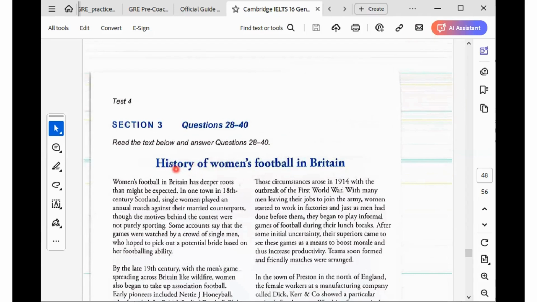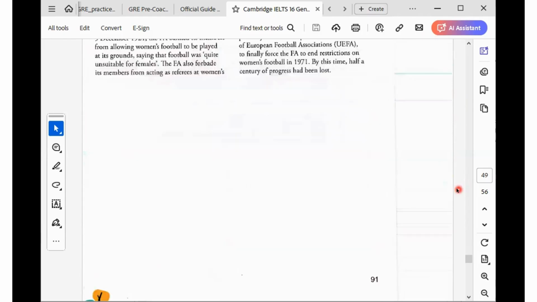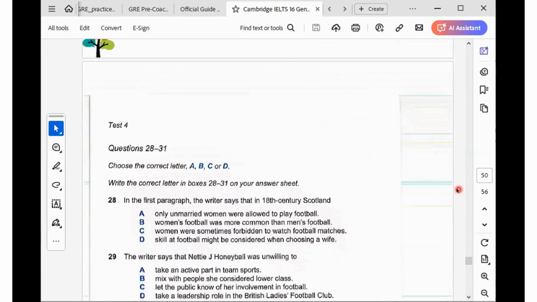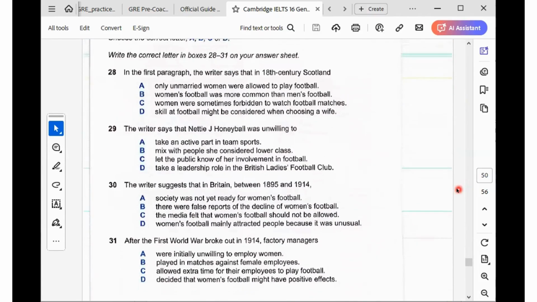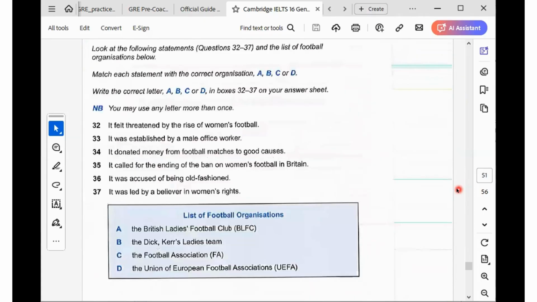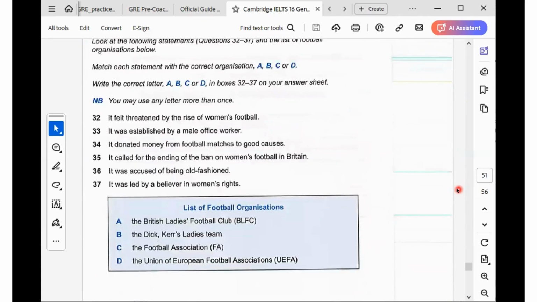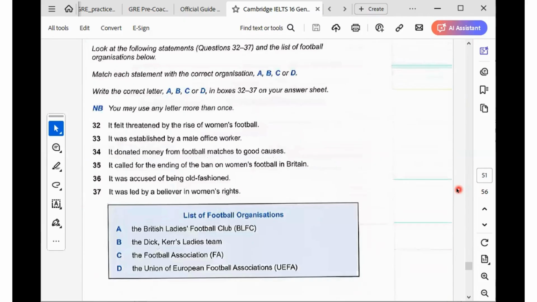The title is History of Women's Football in Britain. Again, I start with the questions. Questions 28, 29, 30, 31 are multiple choice questions. I usually solve multiple choice questions last. Why? Because they are time consuming. I solve them last.